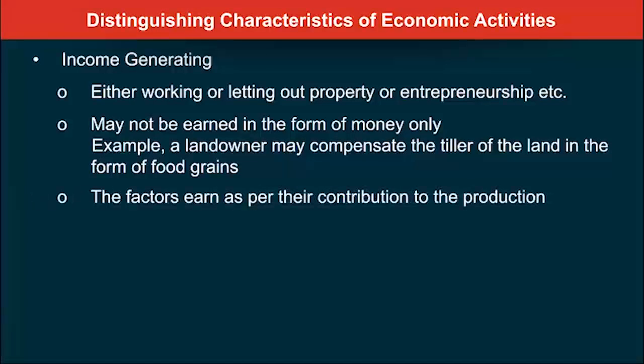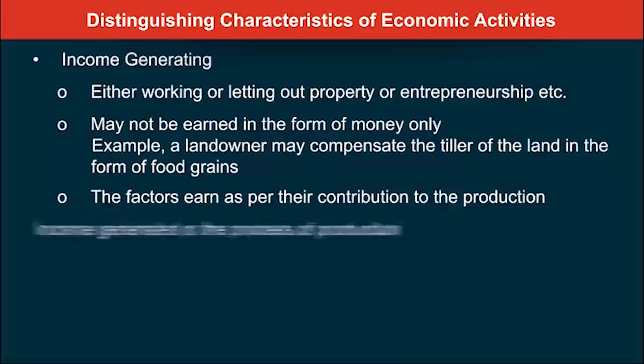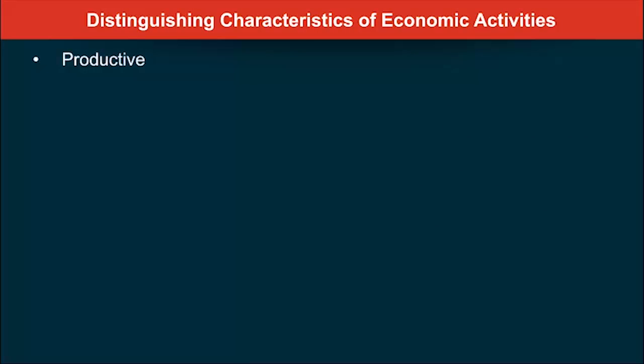And the factors earn as per their contribution to the production. So income generation happens in the process of production. Then there's something called productive. What is productive?